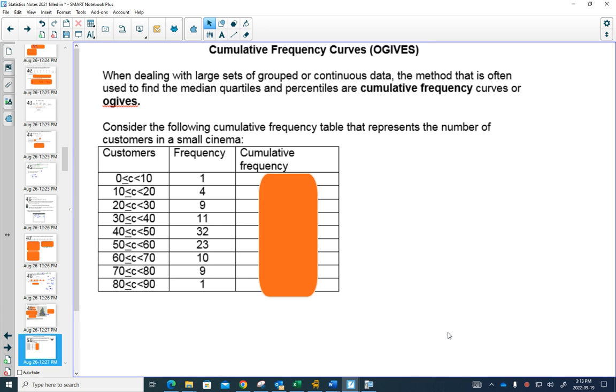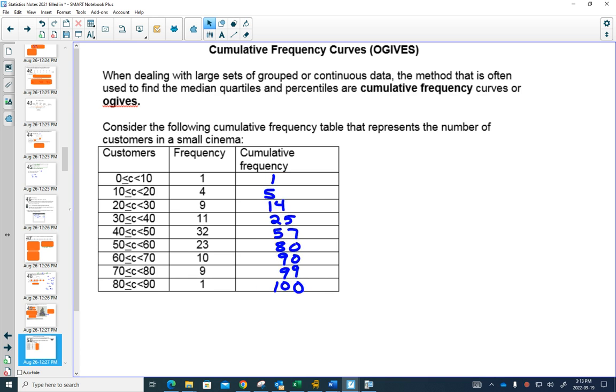So often in statistics, you're grouping data together because it makes it easier to work with. So, number of customers in a small cinema. These are pre-COVID numbers, or post-COVID numbers, because you couldn't go to the cinema during COVID. So sometimes only 0 to 10 people went to the movie.